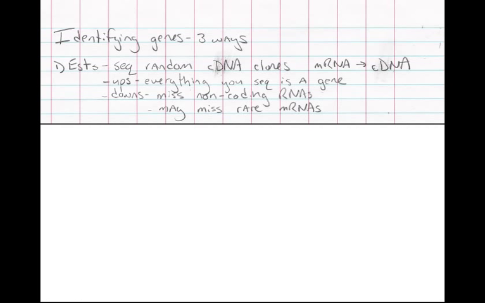Now for me, I would distill this down into about this. Those 4 or 5 slides: 3 ways to identify genes. We talked about ESTs, sequence random cDNA clones. cDNA clones are messenger RNA that's converted to cDNA. On the upside, everything you sequence is a gene. Downside, you'll miss non-coding RNAs and you may miss rare messenger RNAs.